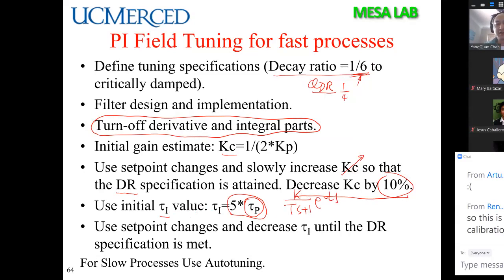Okay, so then you do a set point change and you decrease this tau I until you see the decay ratio is met. Okay, so that's how you tune for a fast process. That gives you some directions you can try. Okay, so these are summarized from the field. Okay, how to do the PI control.